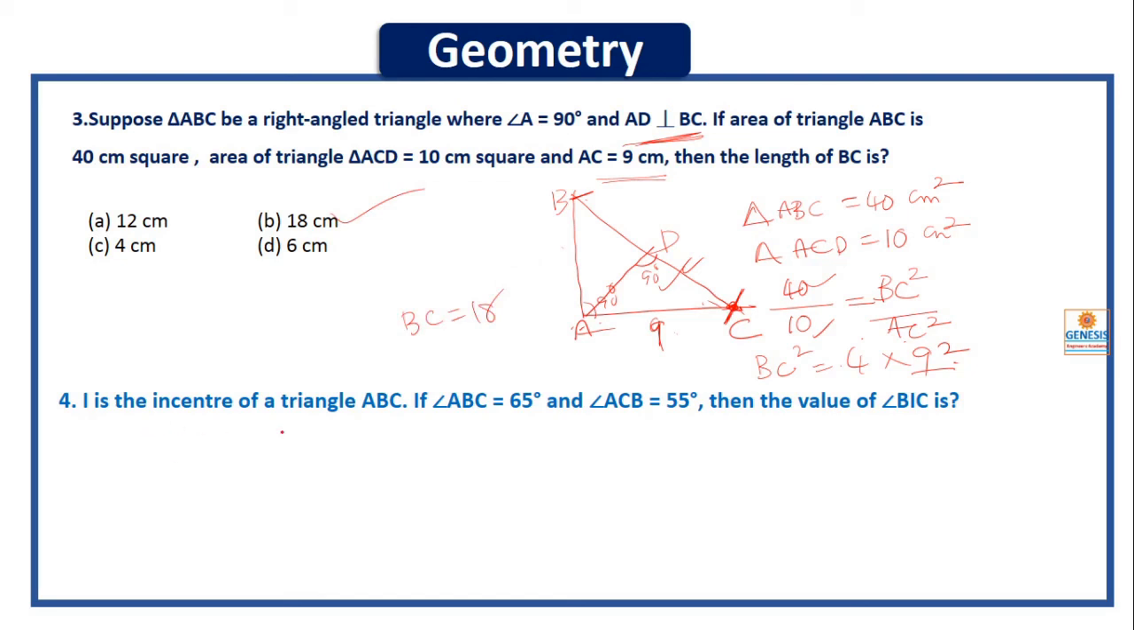Next question. I is the incenter of a triangle ABC. So what is the incenter of a triangle? This is I. The incenter is where the angle bisectors meet.